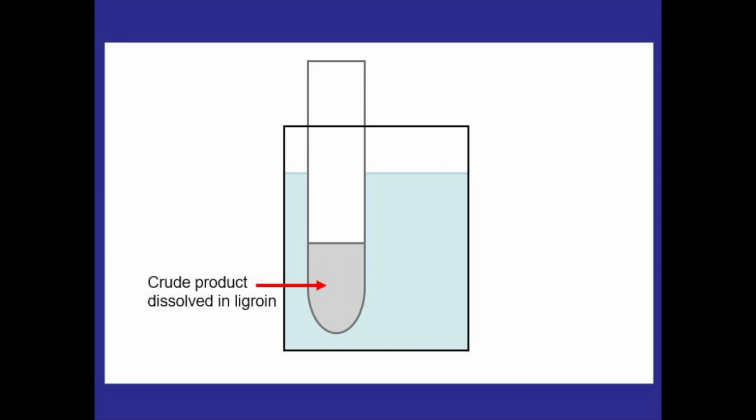Now, all of this should be done in a hot water bath to ensure that the crude product remains dissolved in that Lagrogne solution. If we did this at room temperature, we would risk some of the crude product coming out of solution and being left behind with the diacid contamination in the cotton.